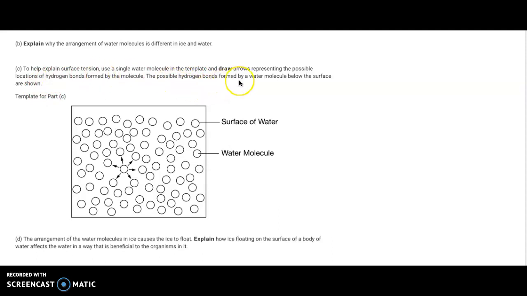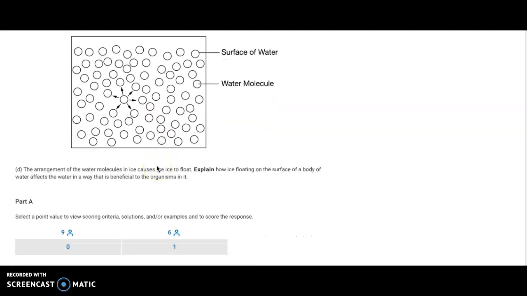The possible hydrogen bonds formed by a water molecule below the surface are shown, right? So at the surface, you would have shown a back and forth arrow between this water molecule and this water molecule, and between this water molecule and this water molecule, because they could bond this way with the hydrogen attaching to the oxygen, or this way with the hydrogen attaching to the oxygen, and then a single direction arrow to the water molecules adjacent below them. Okay, so arrows only at the surface would have been the correct way to do that.